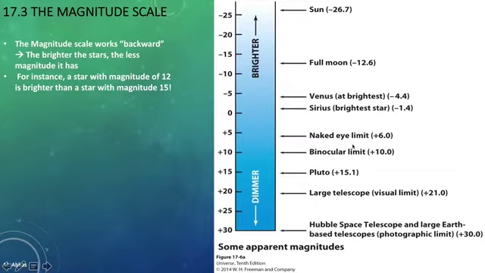With the naked eye, we can see up to plus 6. So everything with a magnitude of more than plus 6, we cannot see with our eyes, but we can see with telescopes. Everything with magnitudes of plus 6 or less, we can see with the naked eye. The Hubble Space Telescope can see objects of magnitudes up to plus 30, so very dim and very far away objects. So yeah, this is about the magnitude scale.